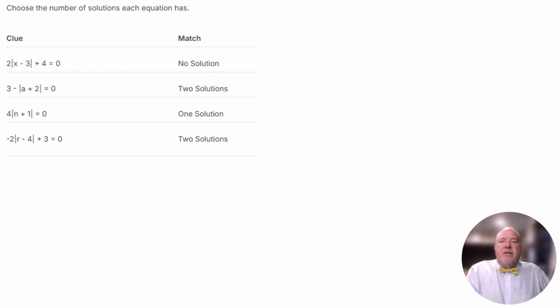Now, when we solve these, the first thing we want to do is isolate the absolute value symbols. So I'm just going to solve each of these step by step here. We'll start with the first one. I've got 2 times the absolute value of x minus 3 plus 4 equals 0. I want to isolate the absolute value piece, so I need to get rid of the 2 and the 4. We're going to subtract 4 from both sides and then divide by 2.